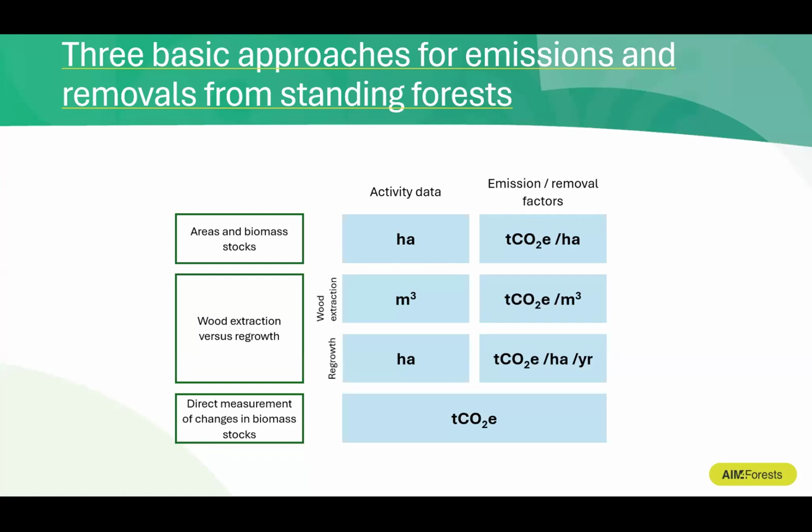The second bucket that we identified is something we refer to as wood extraction versus regrowth. That requires the country to have an estimate of cubic meters of timber extracted from the forest, and some sort of CO2 number per cubic meter as an emission factor to attach to that for the losses. And then for the gains, again, there would be a hectare number needed together with a removal factor. Completely different approach, different data sets, also something that countries use.